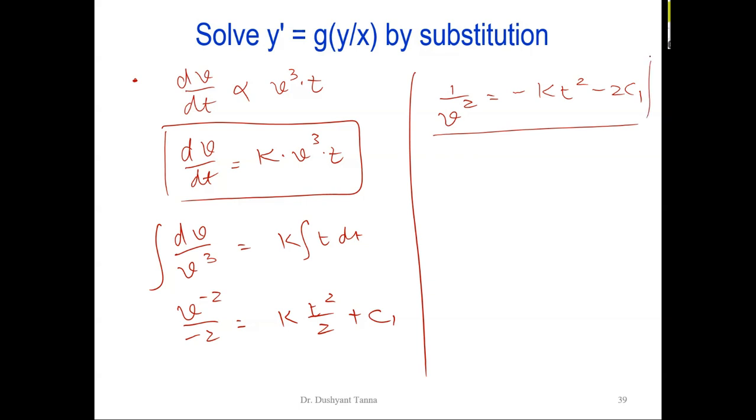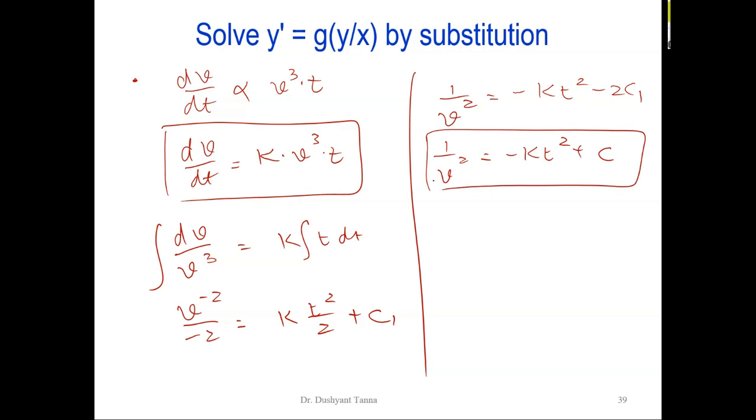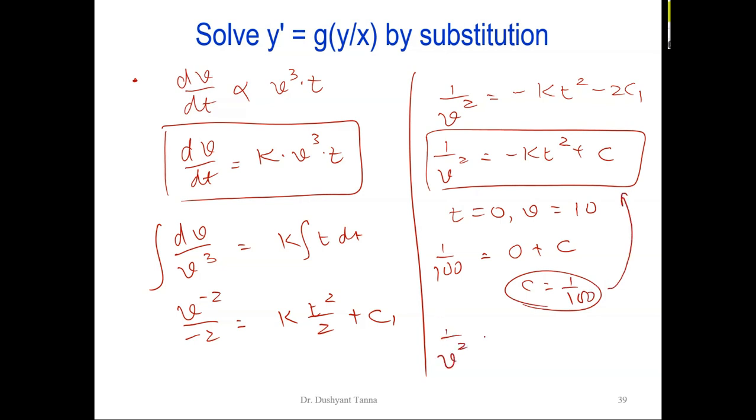And if you want, you could have called it C. Okay, let me call this C. So 1 over v squared equals minus k t squared plus c. The first condition, when t was 0, v was 10. So 1 over 100 is equal to 0 plus c. So c is 1 over 100. Put it back. So 1 over v squared is equal to minus k t squared plus 1 over 100.